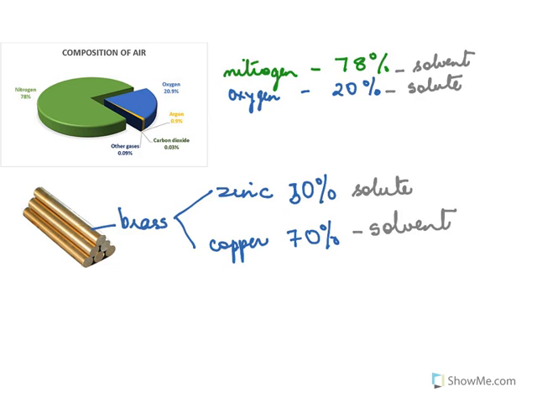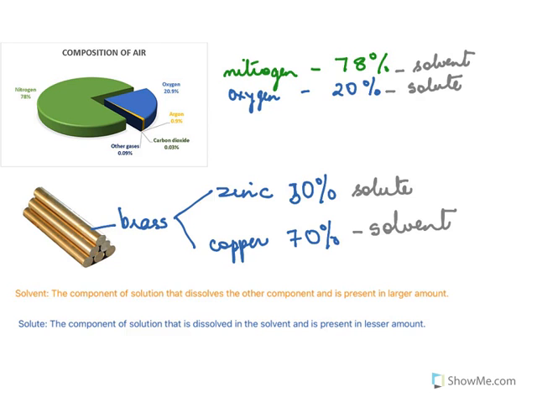So let us go ahead now and define solute and solvent. Solvent is a component of the solution that dissolves the other component and is present in a larger amount. And solute is a component of the solution that is dissolved in the solvent and is present in the lesser amount.